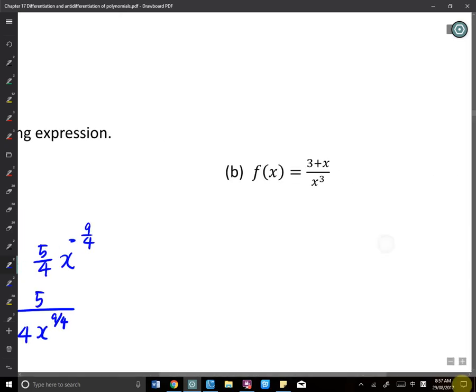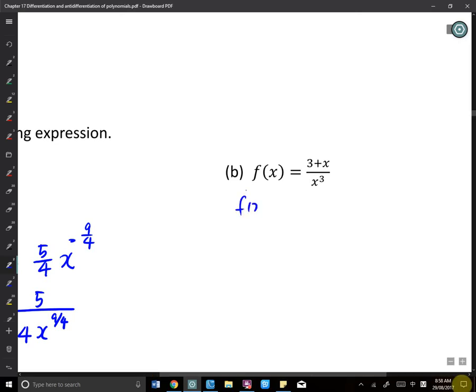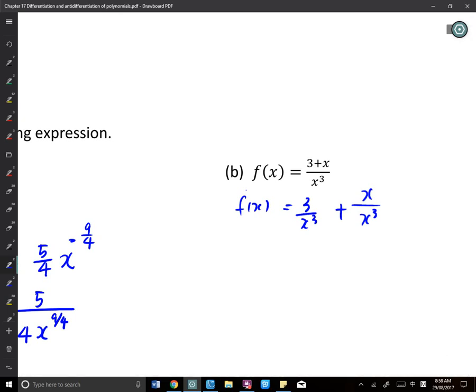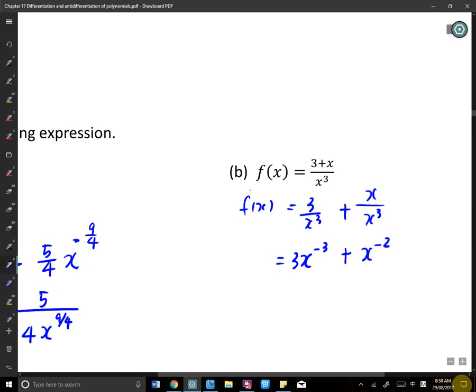This one, again, is not good. That's something divided by something, not divided by a constant, it's divided by some x. So I need to say f(x) equals 3 over that plus x over x to the power of 3. That's a over c plus b over c. And that equals 3x to the power of minus 3 plus x to the power of minus 2. So that x and that get cancelled, it is 1 over x to the power of 2.